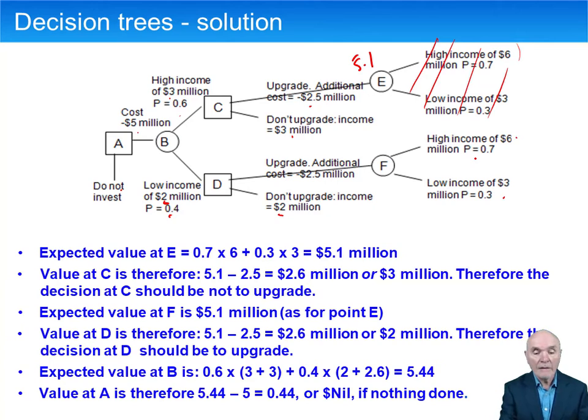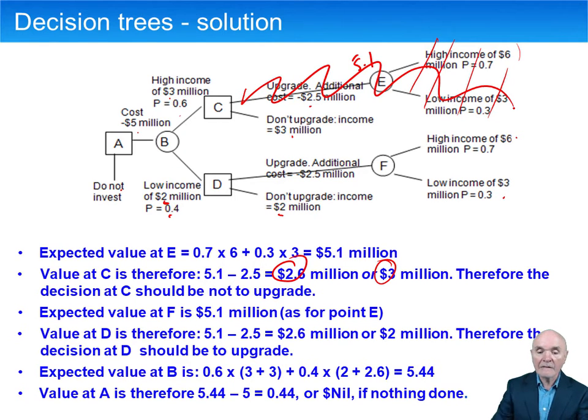Similarly, when we come back to C here, we have a decision to make. So if we don't upgrade, we're going to get 3. If we do upgrade, it's going to be 5.1 minus 2.5 in here. It's going to be 2.6. So we're faced with 2.6 or 3 million, and obviously we're going to go for the 3 million. And really we're deciding that an upgrade point there can be, to all intents and purposes, ignored, and really what we're getting in here is 3.